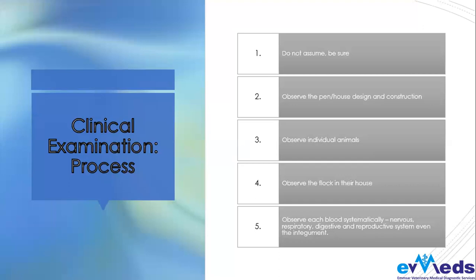medical instruction or information. So number 2 is that observe the pen or house design and construction. Sometimes it may not have anything to do with the birds themselves. It may be that the way the house or the pen has been constructed is not helping cross ventilation. It is so dirty to the extent that there are a lot of cobwebs and that may be like a foment for entry of infection. So more than just looking at the bird, you can also look at the way the house has been constructed to be able to inform you.